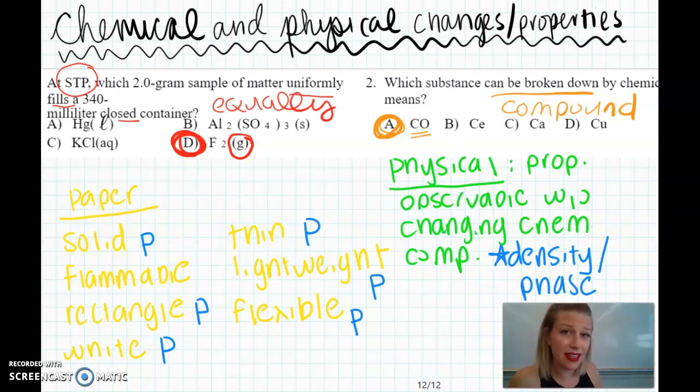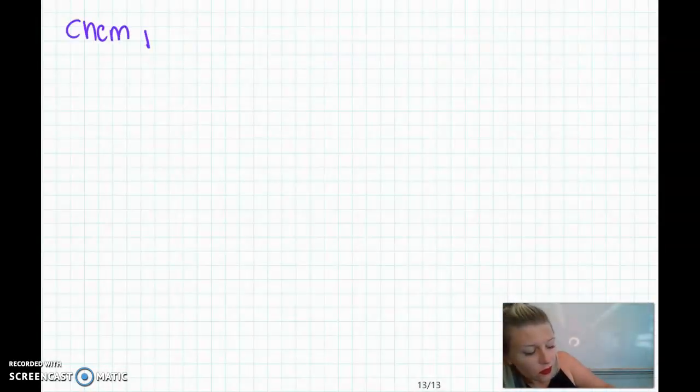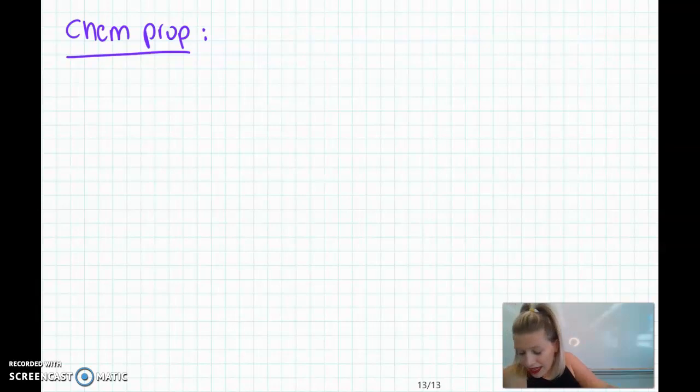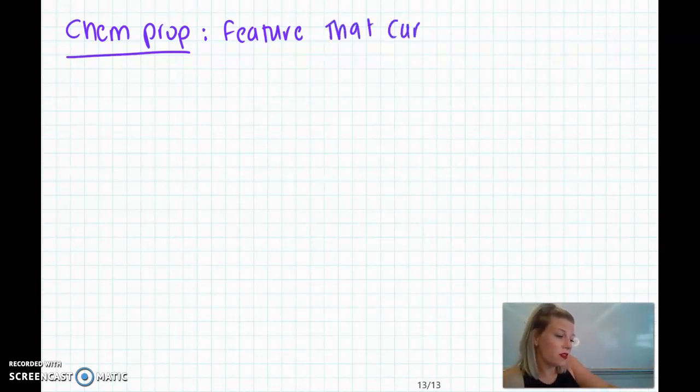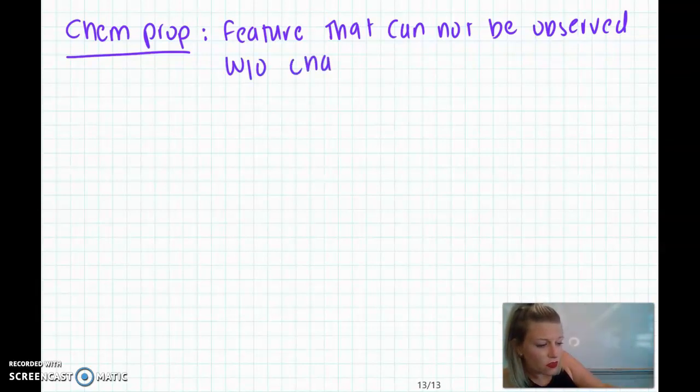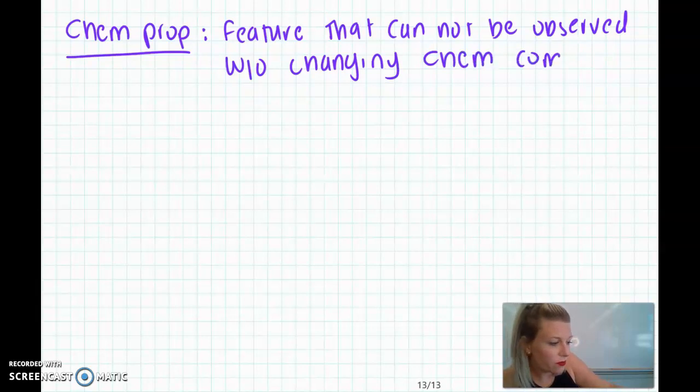All right, so let's take a look at the definition for chemical property, okay? A chemical property by definition is a feature that cannot be observed without changing the chemical composition. Okay, so without changing that chemical composition.